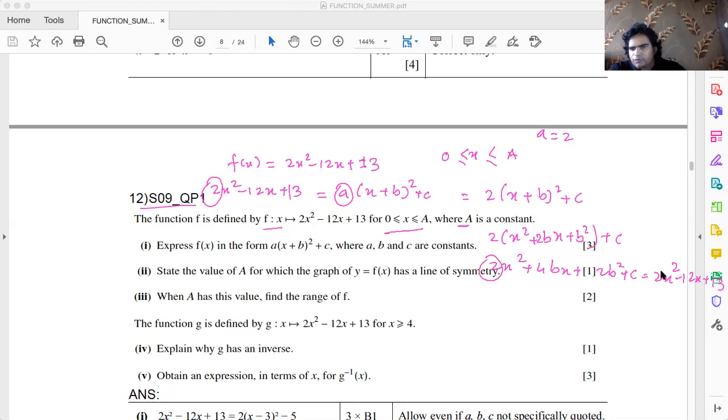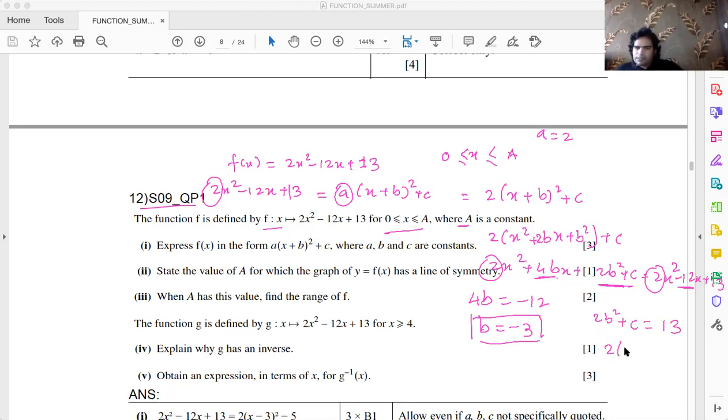Now, a is the coefficient of x squared, which we already got. The coefficient of x is 4b here, and it's negative 12 here. So 4b equals negative 12, and that gives us b as negative 3. Now, once we have b as negative 3, we can use 2b squared plus c equals 13. So 2 times negative 3 squared plus c equals 13. That gives us 2 times 9 is 18, so 13 minus 18 comes to negative 5. So c is negative 5.